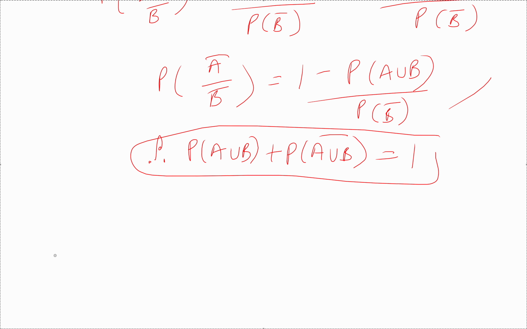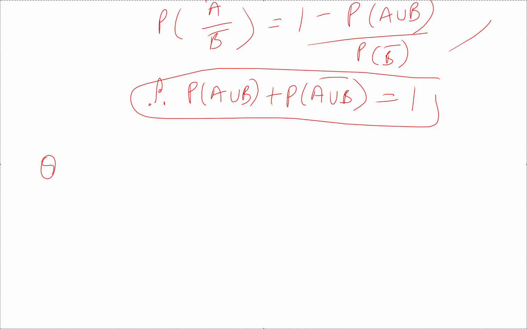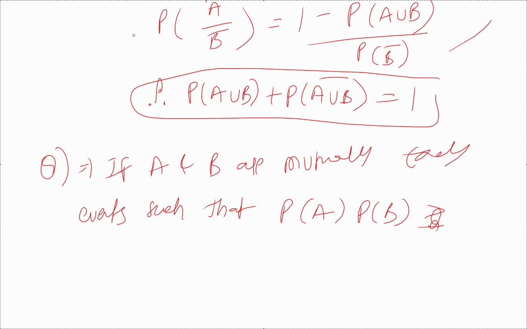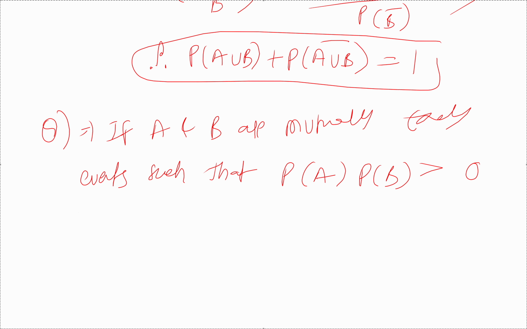This is a previous year NET question, that is, if A and B are mutually exclusive events such that probability of A into probability of B is greater than 0, so they are given 4 options, which is correct.